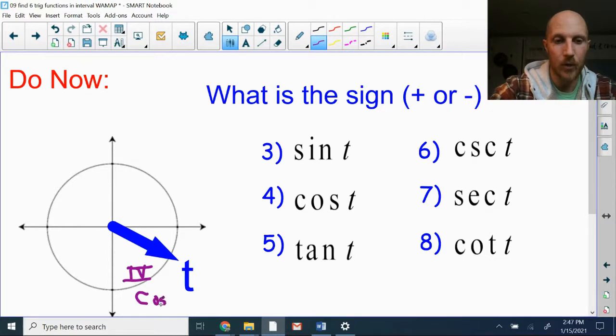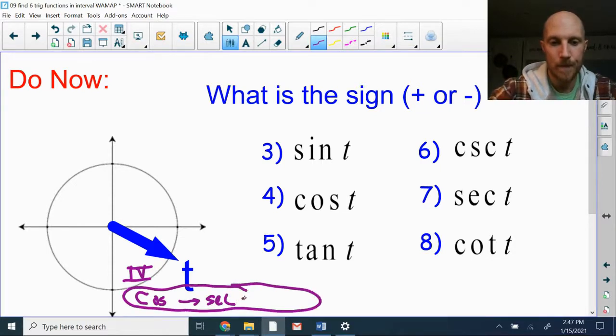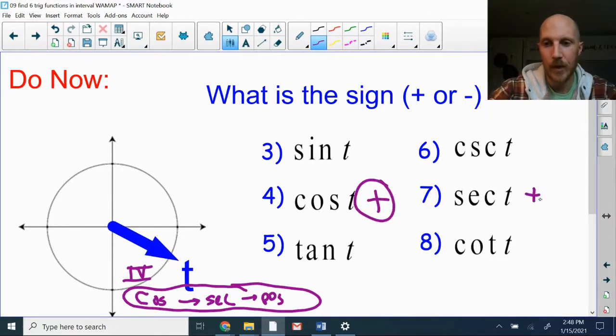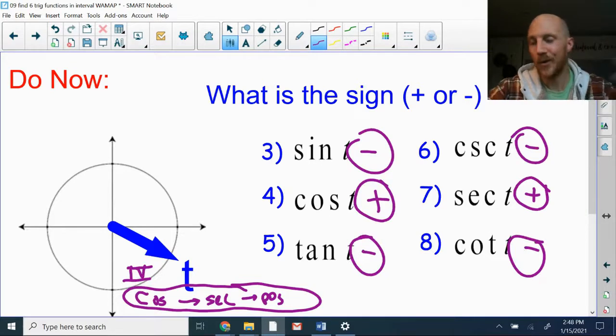Calculus stands for cosine. The reciprocal of cosine is secant. These two are going to be positive. Those are the only ones that will be positive in quadrant 4. Everything else is going to be negative. So I would just fill in cosine is positive, secant is positive. All the rest are going to be negative. And of course, you could come to the same answers using a different thought process.